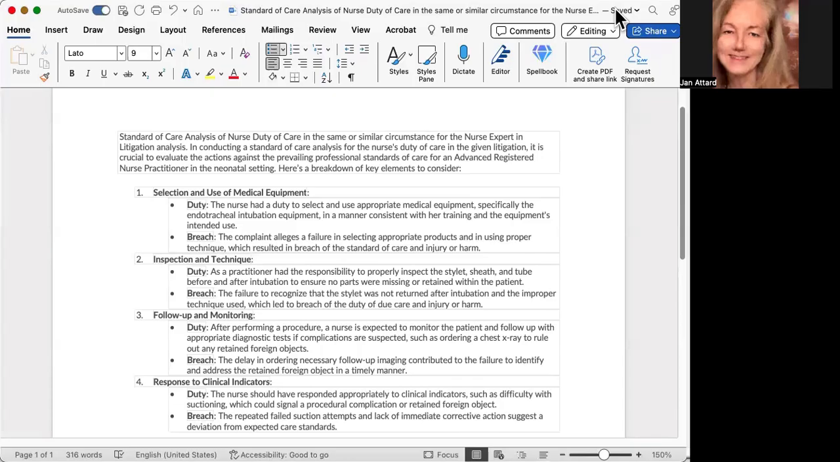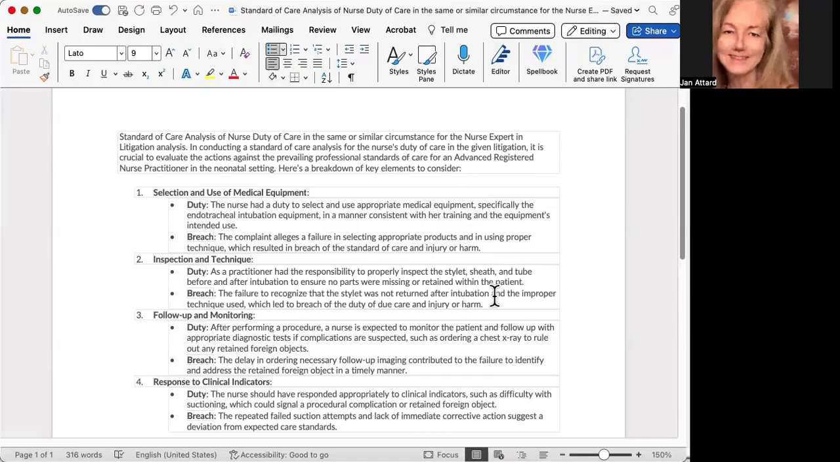And then inspection and technique, it is the duty of the nurse. She or he has the responsibility to properly inspect any kind of equipment, whether it's an E-tube, a stylet, whether we're using medication, to ensure that everything is in its right place, everything is being used properly. The breach is the failure to recognize that anything was not properly done, and any improper technique which led to breach of the duty and or injury or harm, which was the causal relationship that caused the harm.